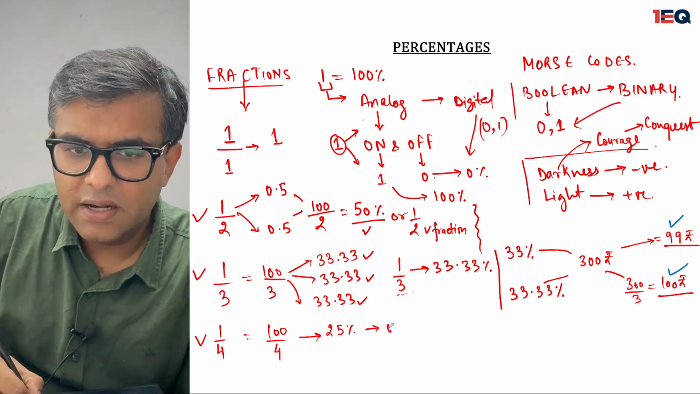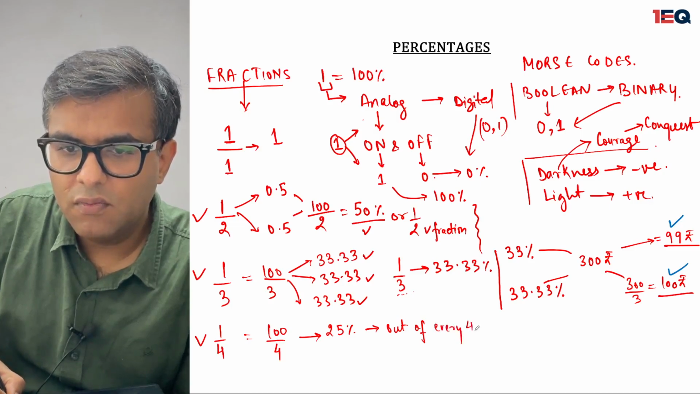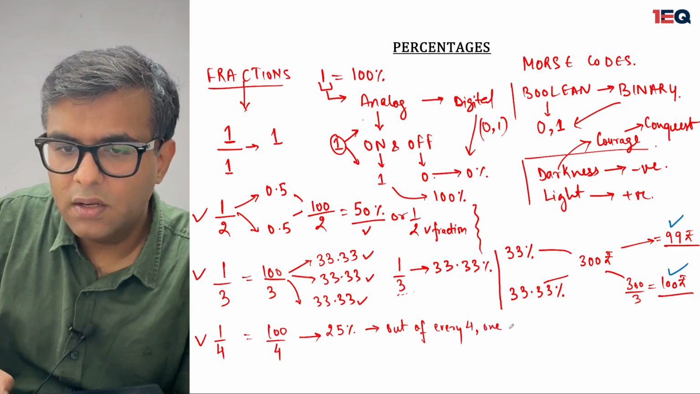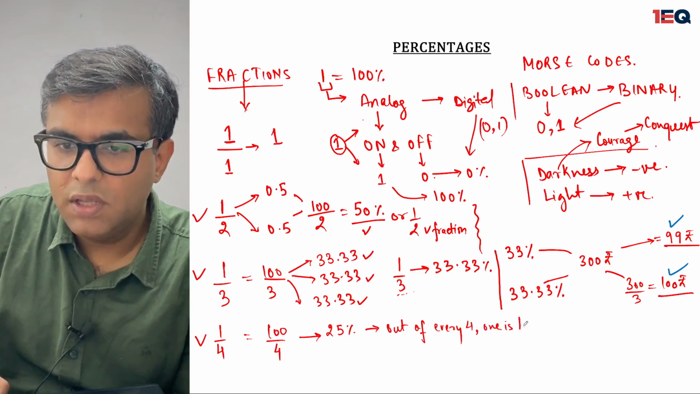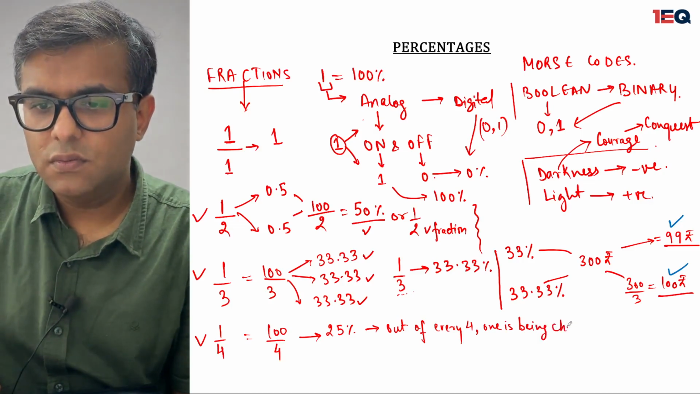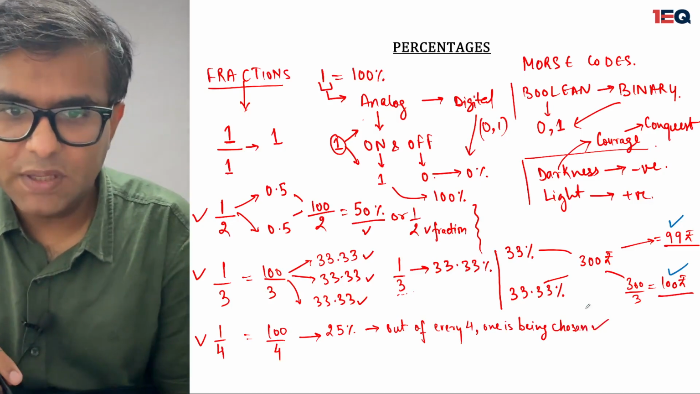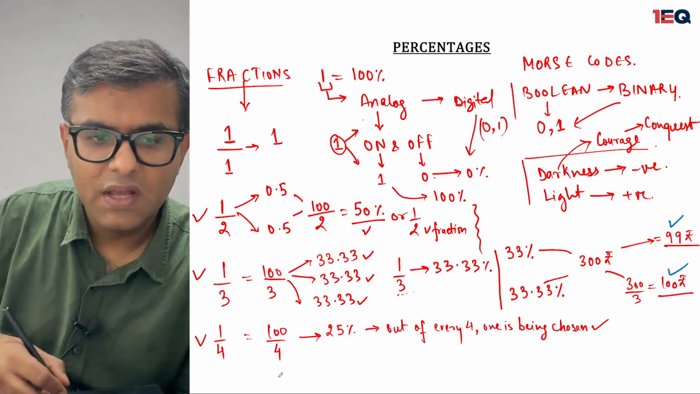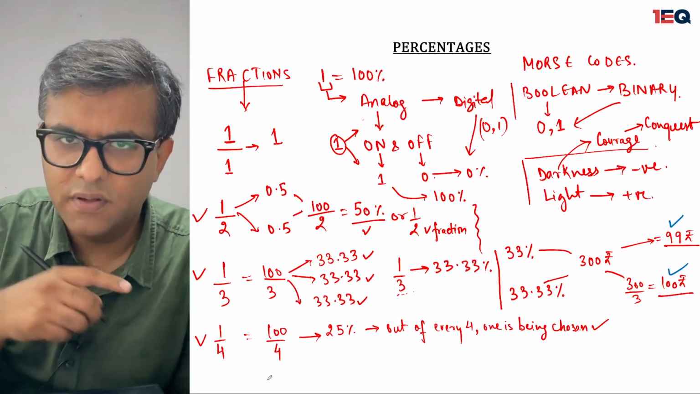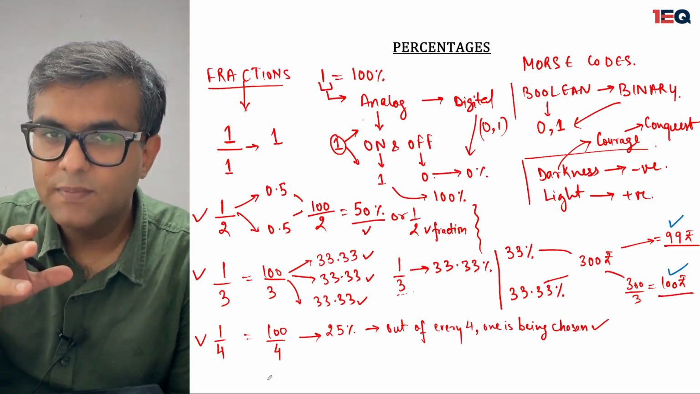It means out of every 4, 1 is being chosen. Okay. I'll just write it down for you. Out of every 4, 1 is being chosen. Okay. 1 is being chosen out of every 4. Similarly, 1 by 5 would make it 20%. 1 by 6 would be 16 2 by 3%.